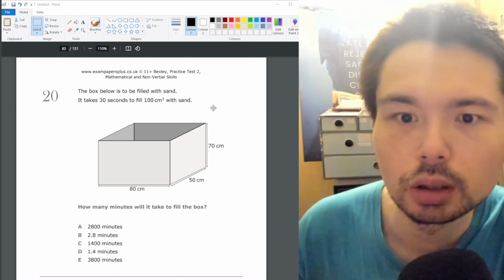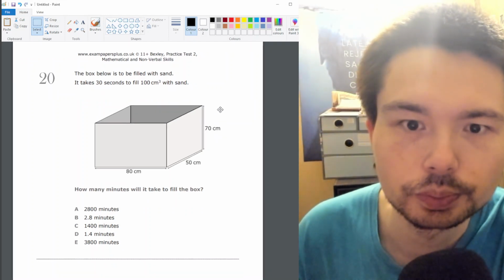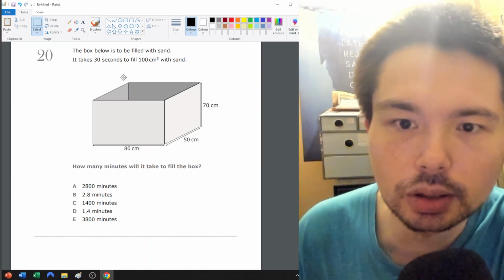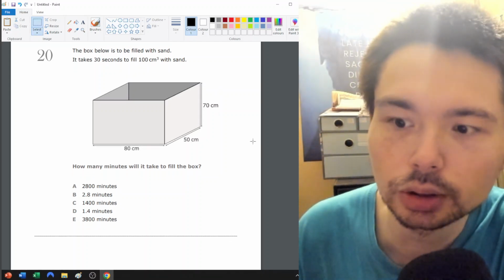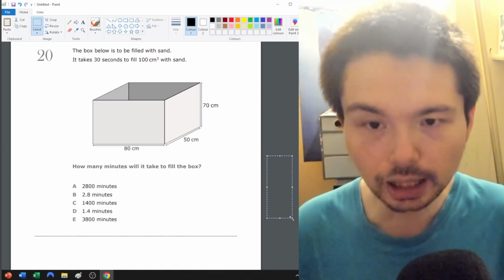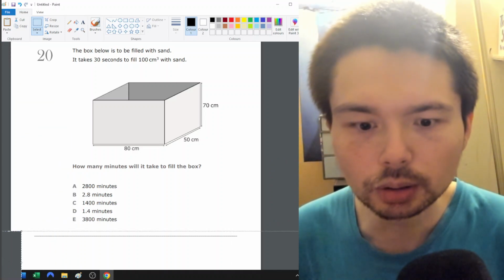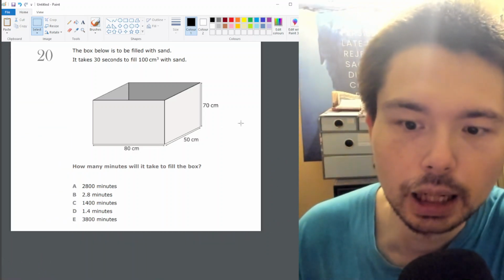Here we go. Question 20. The box below is to be filled with sand. It takes 30 seconds to fill 100 centimeter cubed with sand. How many minutes to fill the box? Here we go. How many minutes?